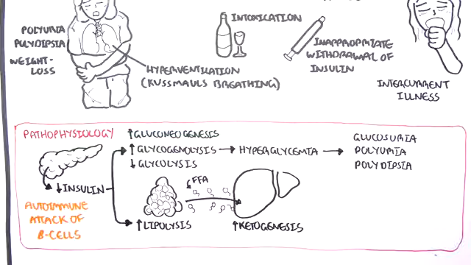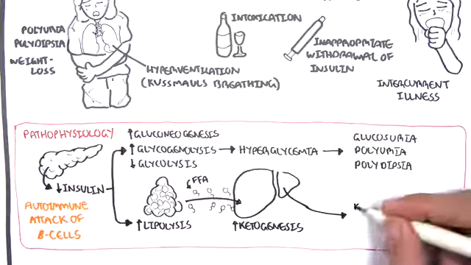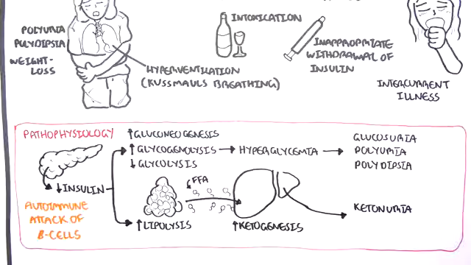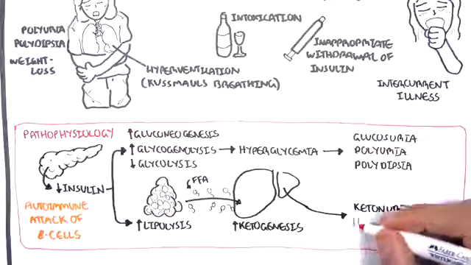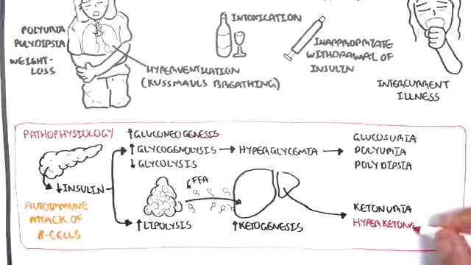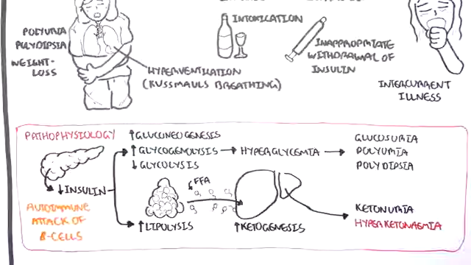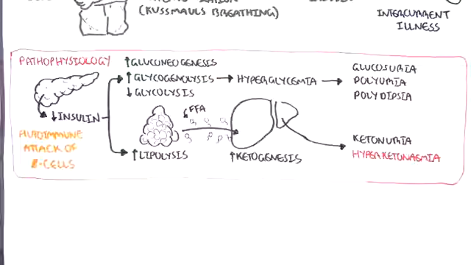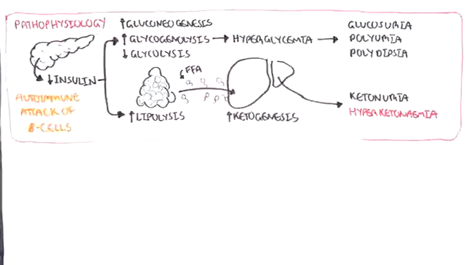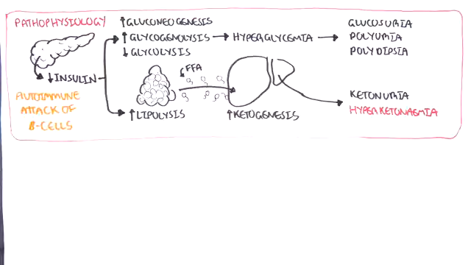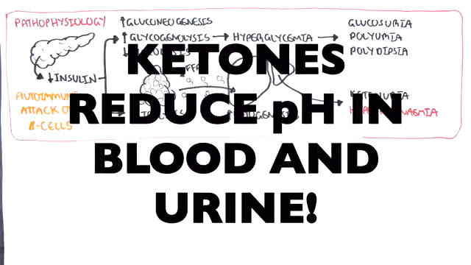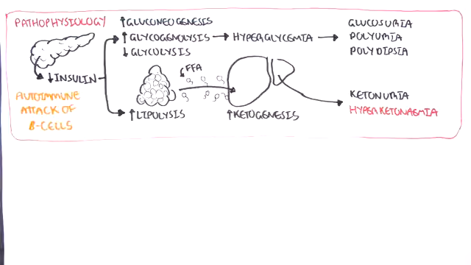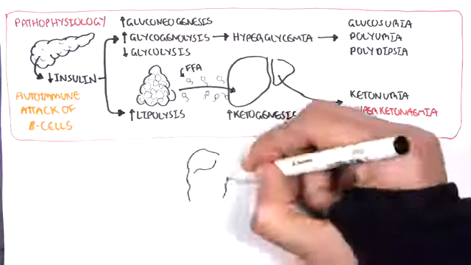With so many ketones being made, we get ketonemia. We get high ketones in the blood. And then subsequently, this means that we get ketonuria. We are peeing out ketones. And it's also important to know that ketones are acidic. Ketones are acids. And so they reduce the pH in the blood, but also they will reduce the pH in urine. This is the main pathophysiology we see in DKA.